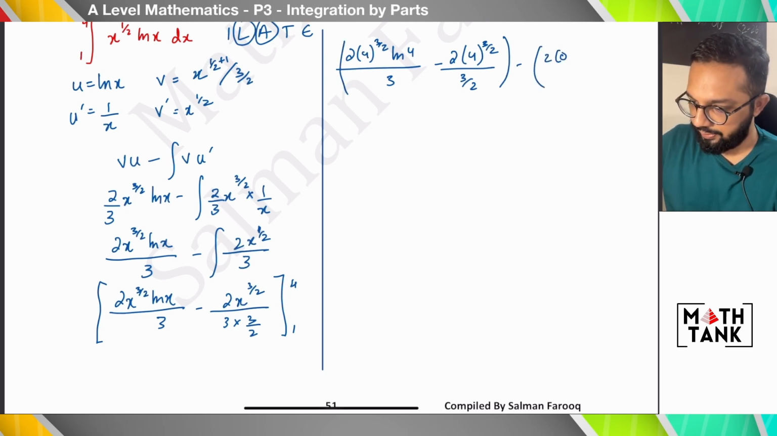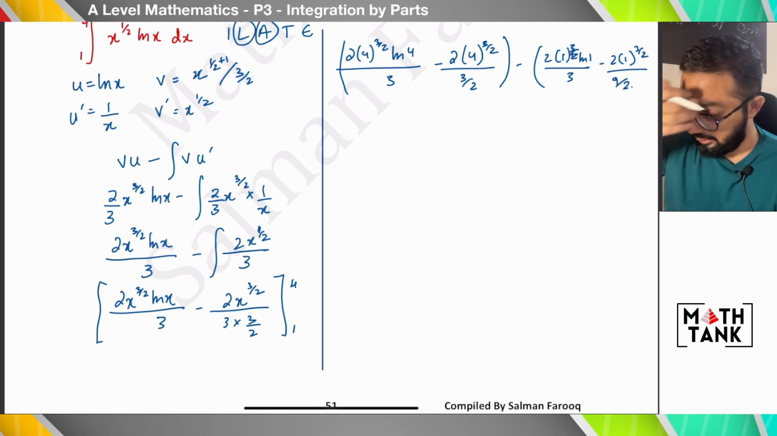And this one becomes 0 because this is 1, because ln 1 is 0, and okay, that's 9 over 2. I made a mistake there.